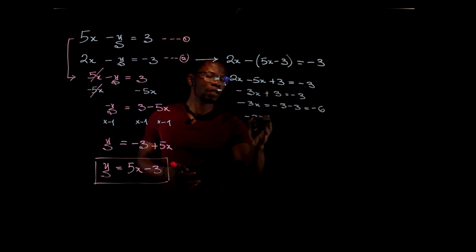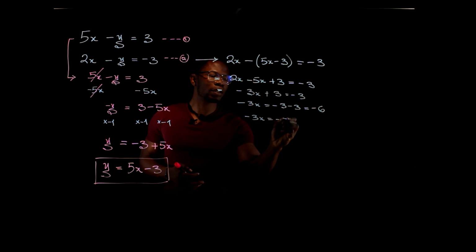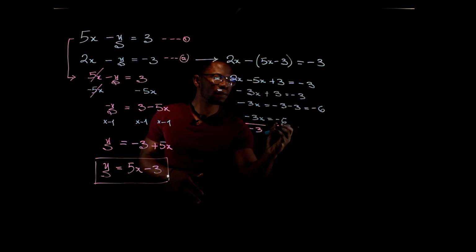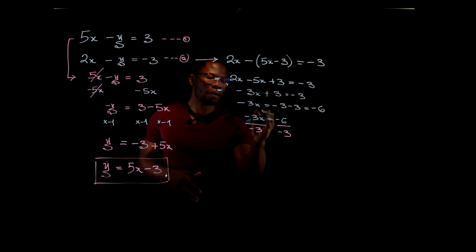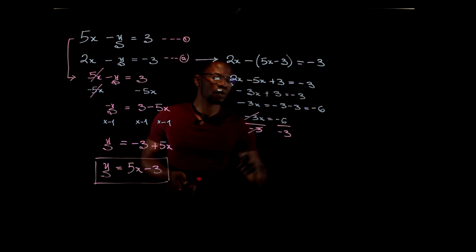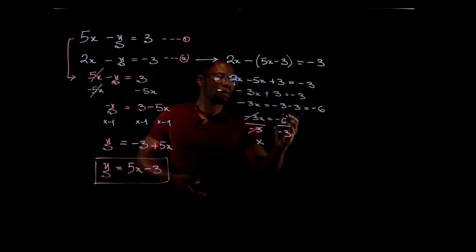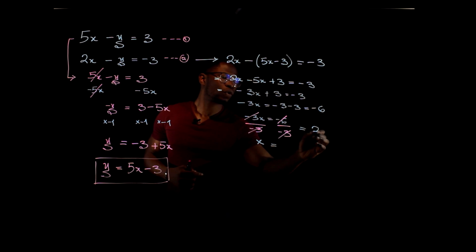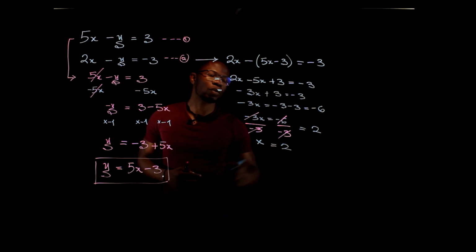So if minus 3x is equal to minus 6, then we can divide both sides by minus 3. And minus 3 cancels out minus 3 here to leave us with x. And minus 3 cancels out minus 6 here to give us 2. So x is equal to 2.